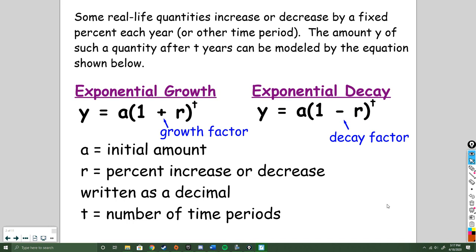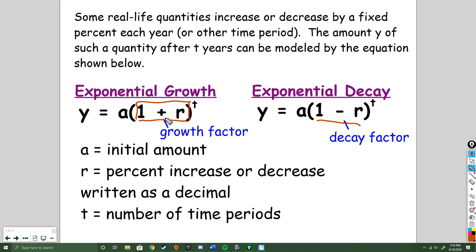So that 1 plus r is what we call the growth rate. Whatever this quantity is in whole is what we call the growth factor. And then in terms of exponential decay, that 1 minus r is going to be what we call the decay factor. Remember, factors are what we're multiplying by. So when we say growth factor and decay factor, we're talking about this entire quantity. What are we continuously multiplying by in each one of these?